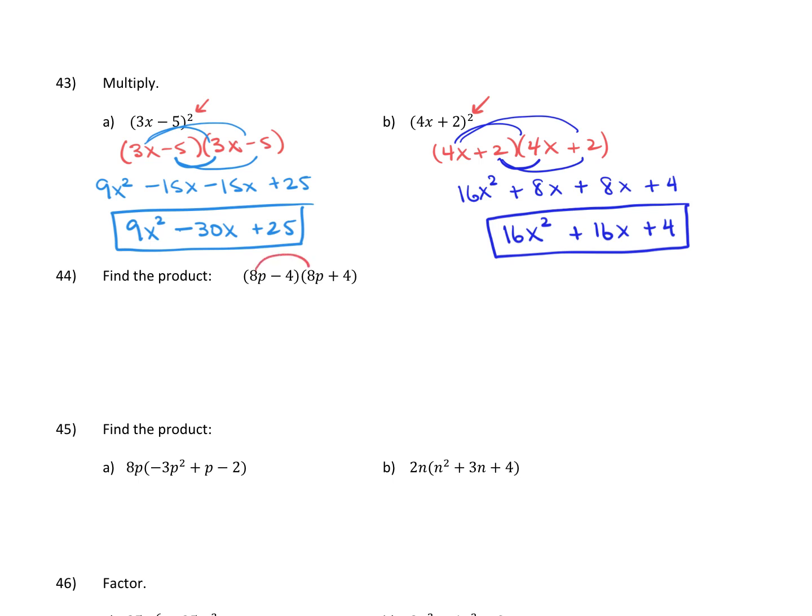8p times 8p is 64p squared. 8p times a positive 4 is a positive 32p. Now I'm going to distribute the negative 4. Negative 4 times 8p is a negative 32p. And negative 4 times 4 is a negative 16. All right, when we go to combine our like terms, we've got the 64p squared that has no like terms. But now we have a positive 32p and a negative 32p. These are opposites. Opposites will add up to 0. So those are going to add up to 0, leaving us with that constant term of minus 16.